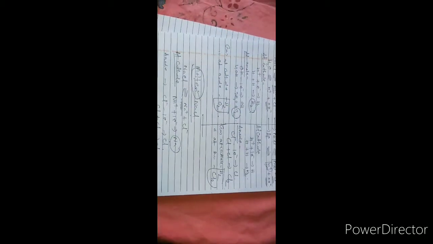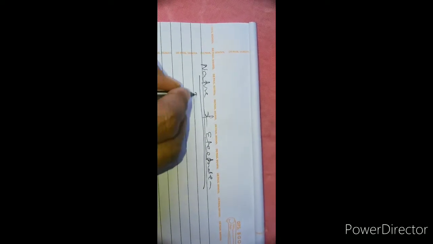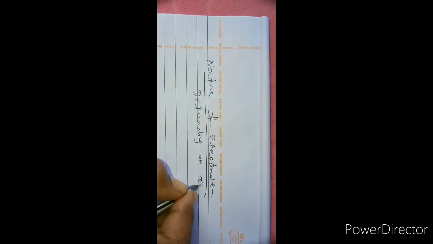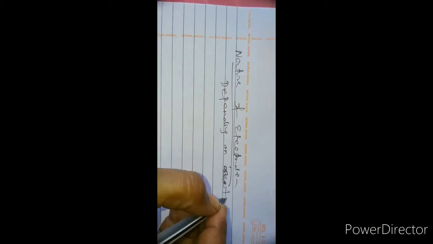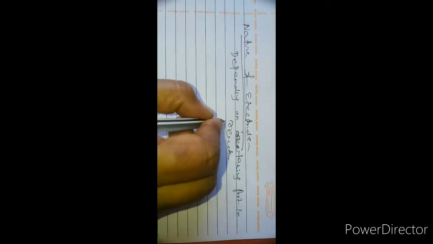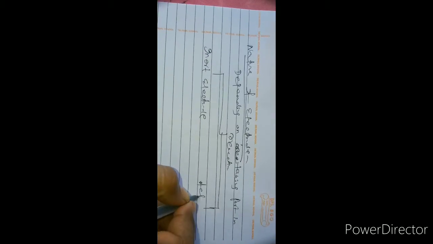So this is for the concentration of ions. Then the most important thing we will take is the nature of electrode. Depending on whether they take part in the reaction, we have two types of electrode: one is the inert electrode, another one is the active electrode.